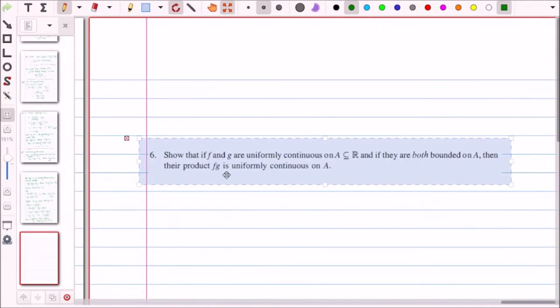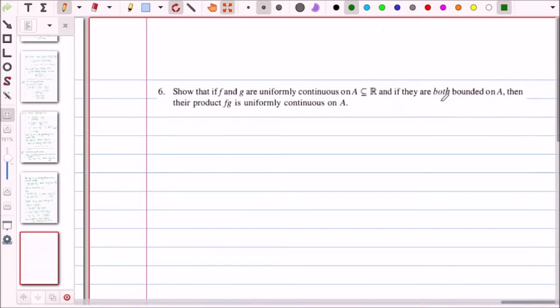6. In this question we are asked to show that if two functions are uniformly continuous and they are bounded on their domain, then their product is also uniformly continuous. We are given two uniformly continuous functions f and g on A, and we are also given that they are bounded on A. So we have to show that their product fg is uniformly continuous on A. So let us start.